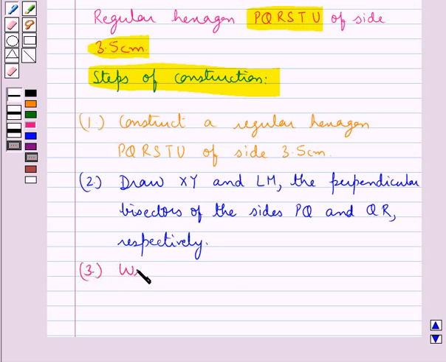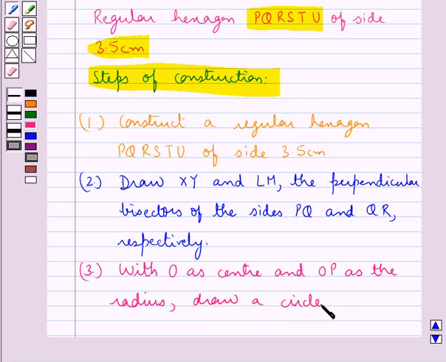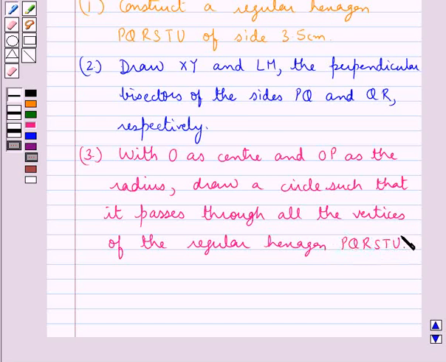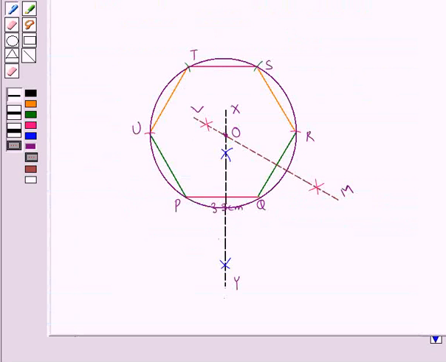Now, in the next step, with O as center and OP as the radius, draw a circle such that it passes through all the vertices of the regular hexagon PQRSTU. So taking O as the center and radius equal to OP, we have drawn this circle that passes through the vertices PQRSTU of the regular hexagon.